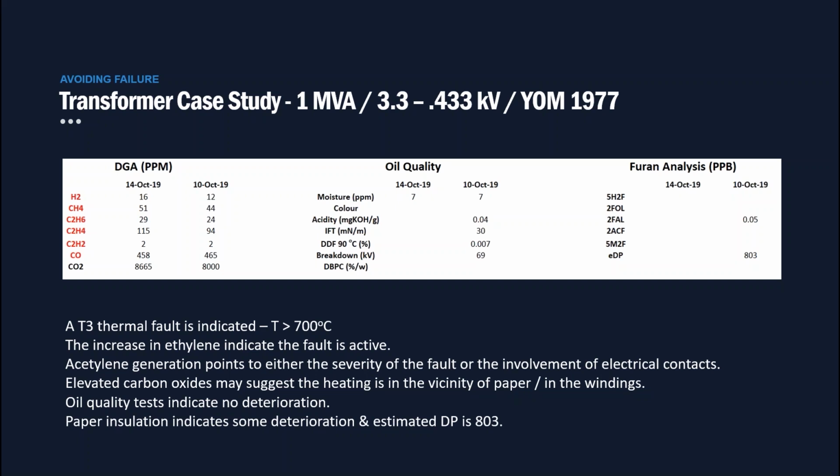And the severity of a high temperature heating fault is higher when there's paper involvement. So we were quite nervous about this result. The oil quality results are all very good, and the furan test results on the right-hand side also very good. Paper insulation condition is excellent for a 43-year-old transformer.